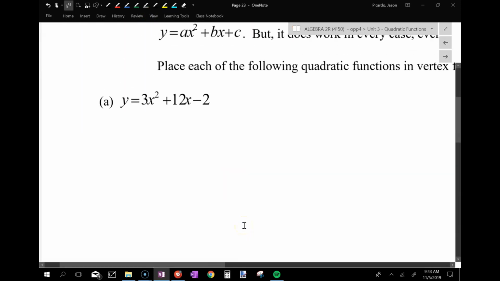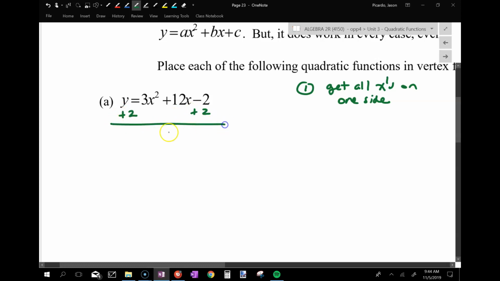All right, so guys, our first step. So step number 1, I'm going to write some steps down here, okay? Step number 1 is to get all the x's on one side. So what do I need to do here? Add 2 to both sides. Very good. Add 2 to both sides. And so that's going to give me y plus 2 equals 3x squared plus 12x.